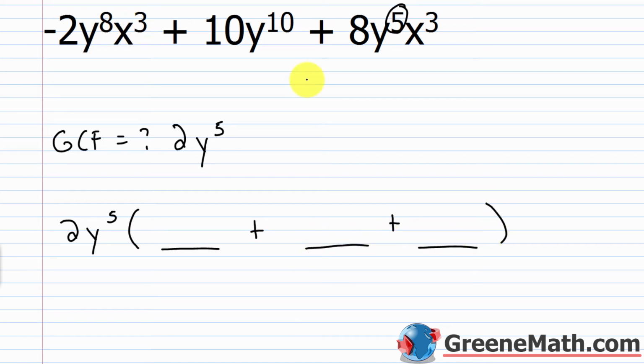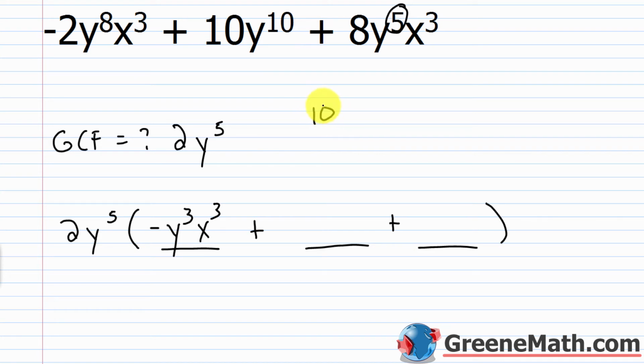So again, I could just divide each term. -2y to the 8th power x cubed divided by 2y to the 5th power. -2 over 2 is -1, so I'll just put a negative out in front. Then y to the 8th over y to the 5th is y cubed. And then x cubed is just going to come along for the ride here. All right, let me erase this and move to the next term.